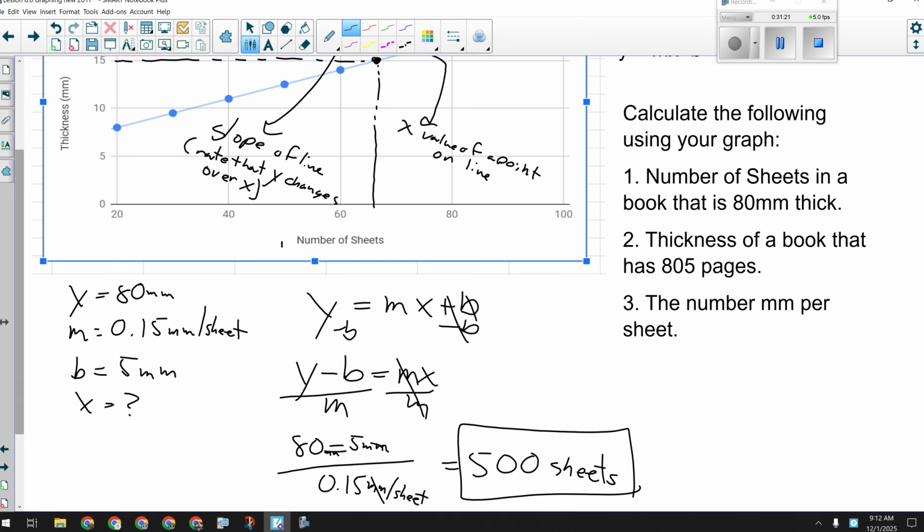You could get meters and seconds, or you could get dollars per month, or whatever. It depends what's on the graph. The units are always going to be different, but the method is always going to be the same. Okay.